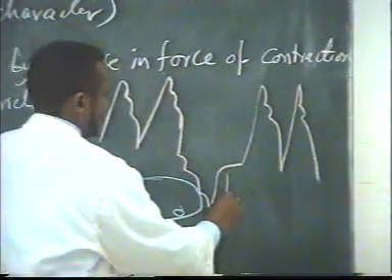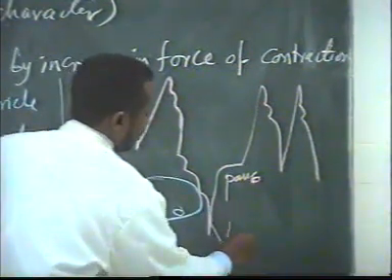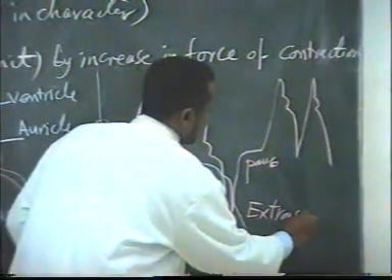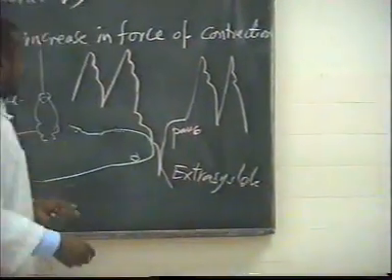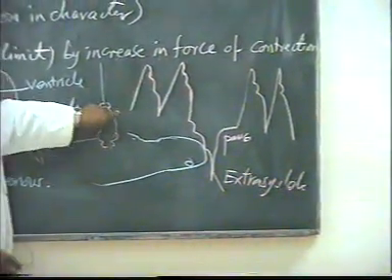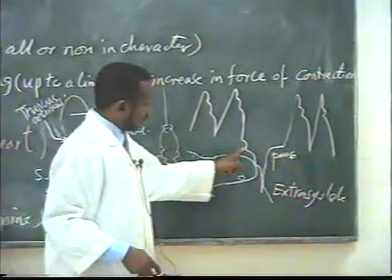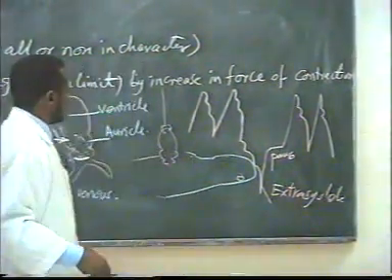This is the first one. This is the extra systole. The contraction of the heart is known as systole, and the relaxation is known as diastole. So when you give a stimulus, this is known as an extra systole.